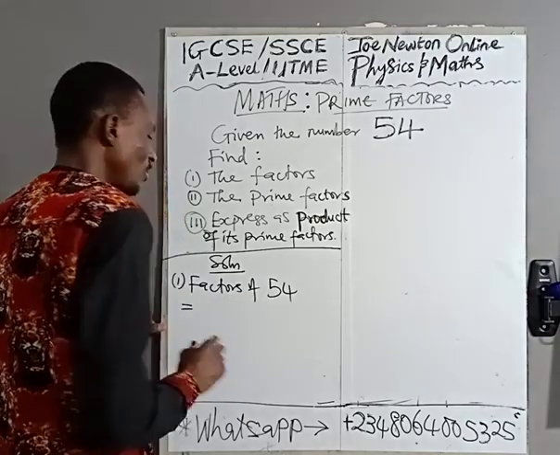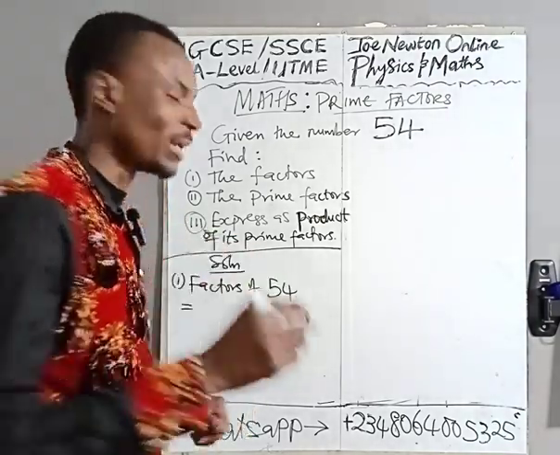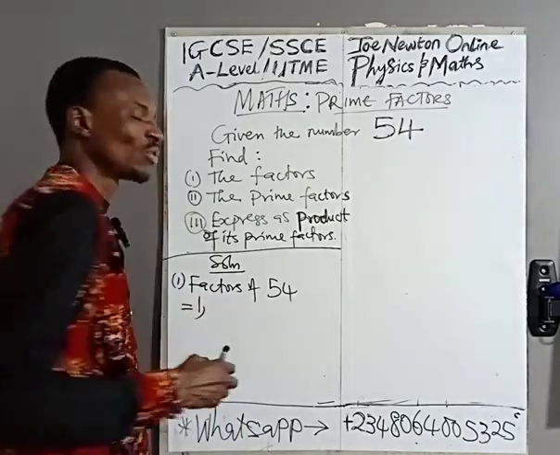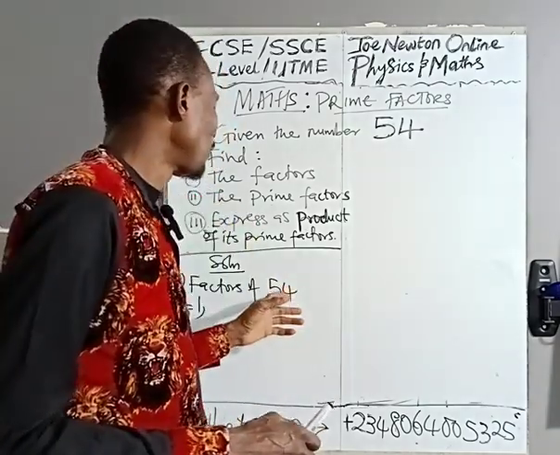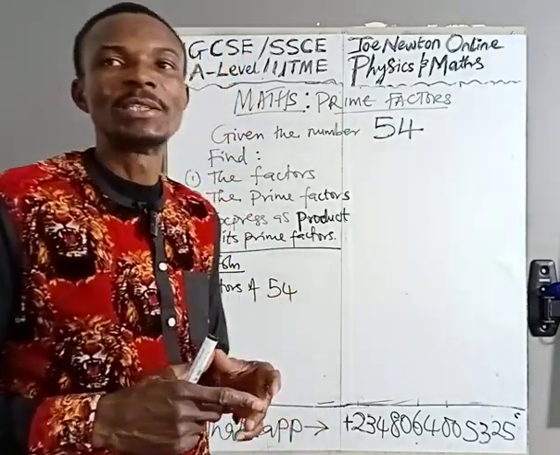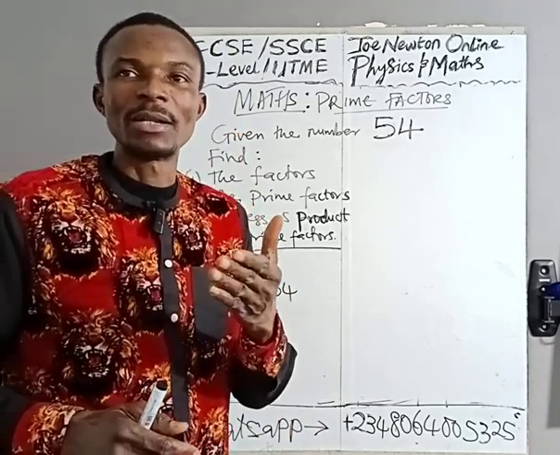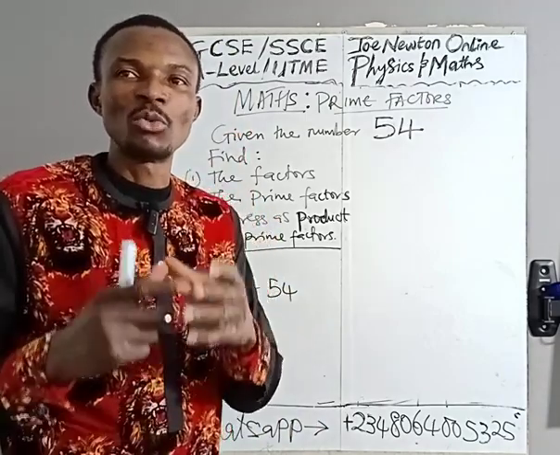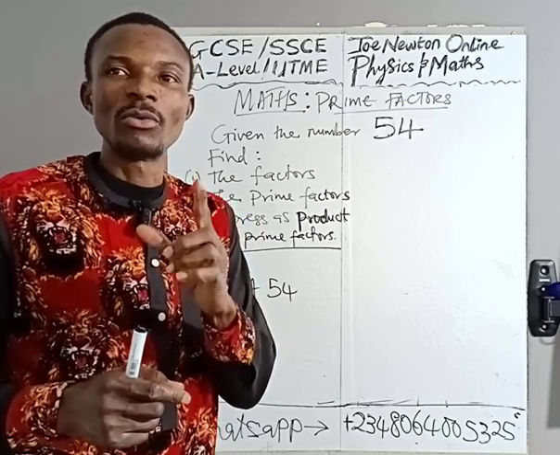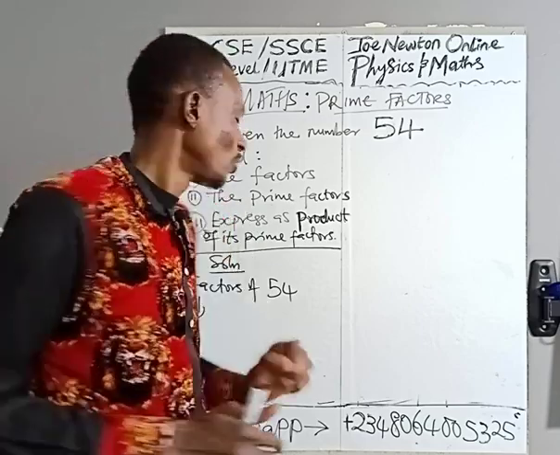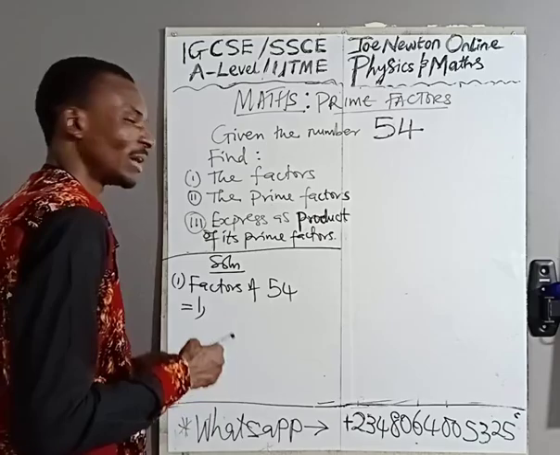The first factor there is 1. Think of another number that can divide 54 without remainder. Remember, any number that is ending with an even number is divisible by 2 without remainder. Any number that is ending with an even number or 0 is divisible by 2. So this is 54, so 2 can divide it.